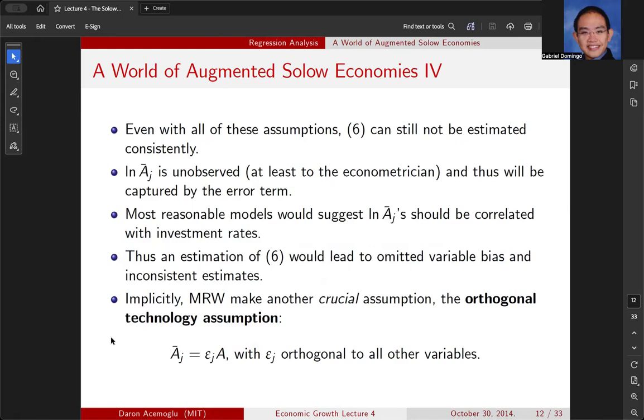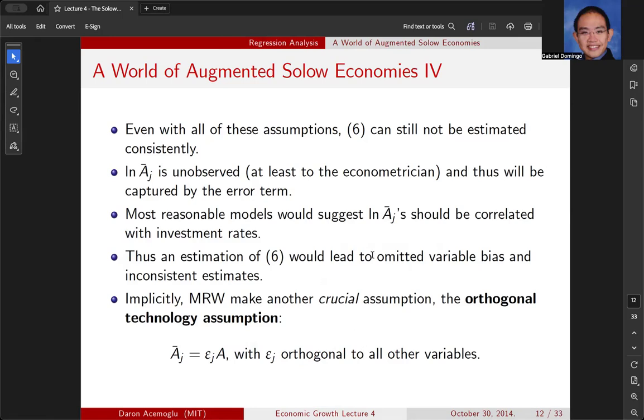And there's another crucial assumption here. It's called the orthogonal technology assumption, which is basically what MRW, or Mankiw-Romer-Weil, answer to the endogeneity or omitted variable bias. That A bar J is just EJ times A, where EJ is this independent variable, orthogonal to all other variables. So they make an assumption that EJ is indeed independent, or another word for it, orthogonal to the other variables, and therefore they will assert that there is no omitted variable bias. So this is an important one.